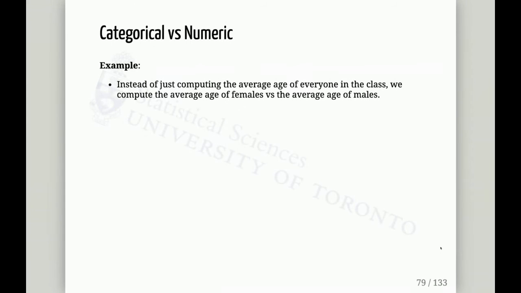So, for example, instead of just computing the average age of everyone in this class, I can compute the average age of females and the average age of males. Here, our categorical variable is sex, whether you're female or male, and the numeric variable that I'm comparing it to is age. So for every sex type, male or female, I want, for example, the average age.